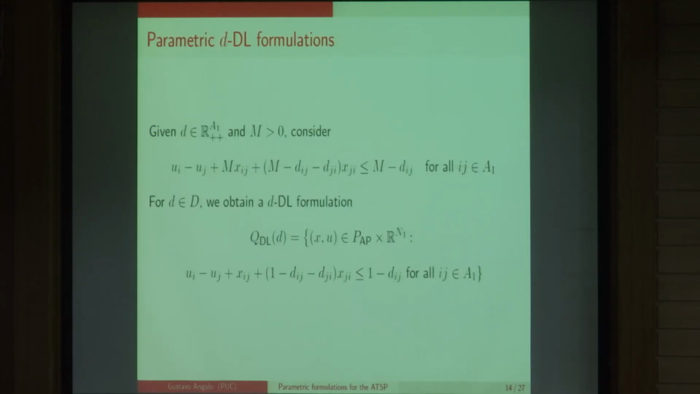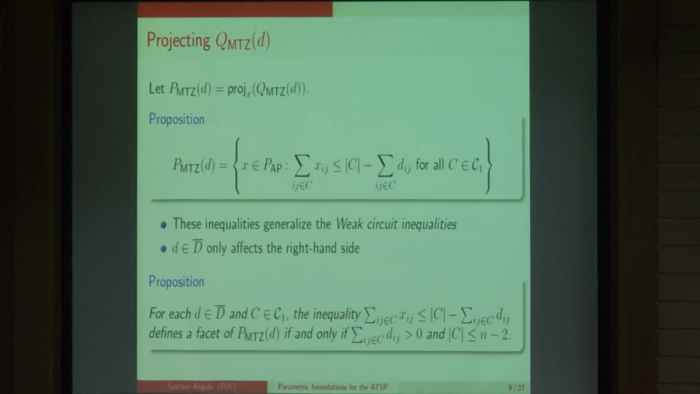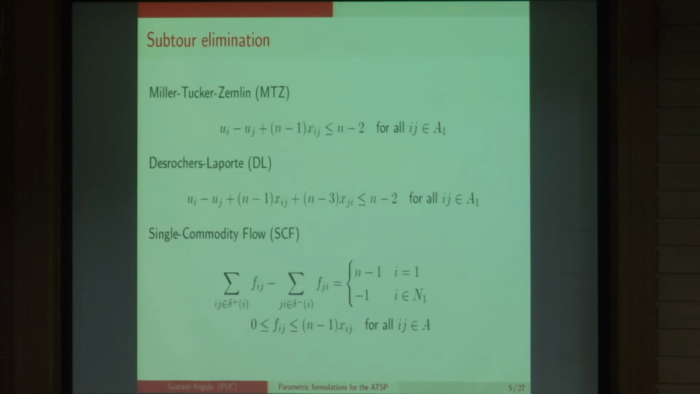Okay, now the replication. Let's play the same game, or a similar game, for the Desrochers and Laporte formulation. Let's go back for a bit. So this is the Desrochers and Laporte formulation. Notice here that the n is related to the big M that we will consider, which appears here, here, and here.